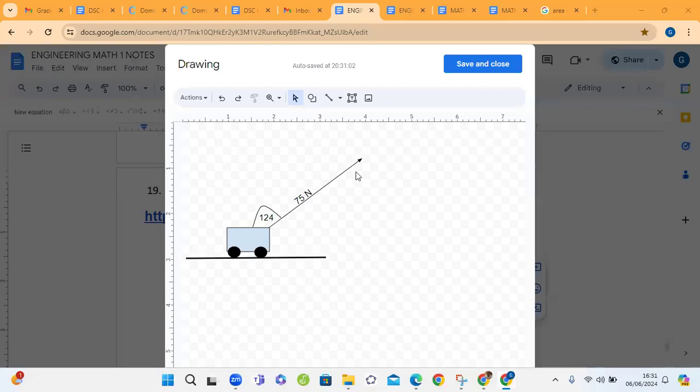So here we are going to separate this force into its horizontal and vertical components. As you can see, this force is acting at an angle relative to the surface, relative to the horizontal.